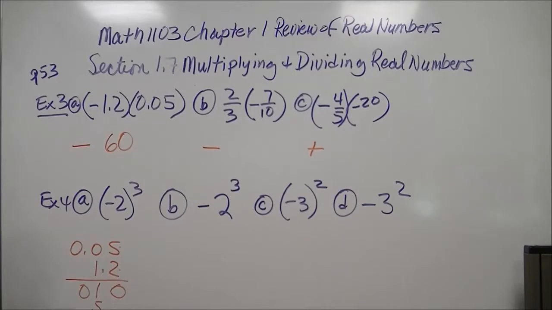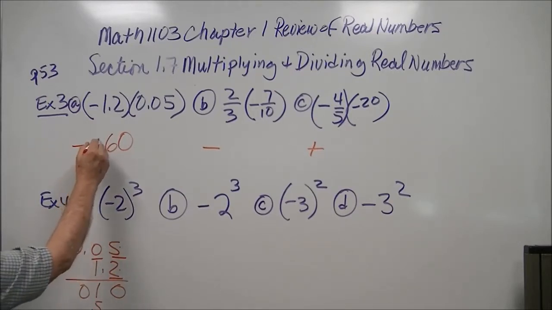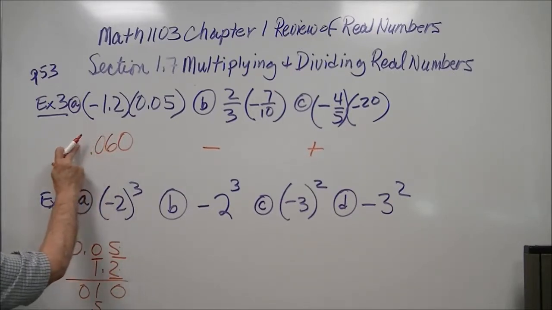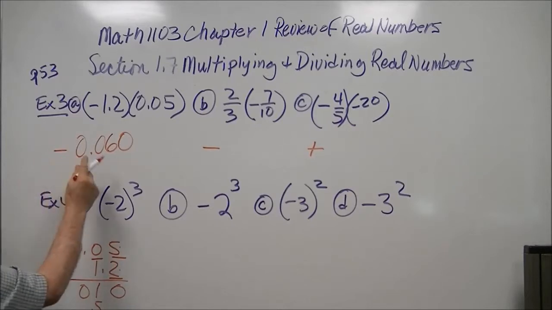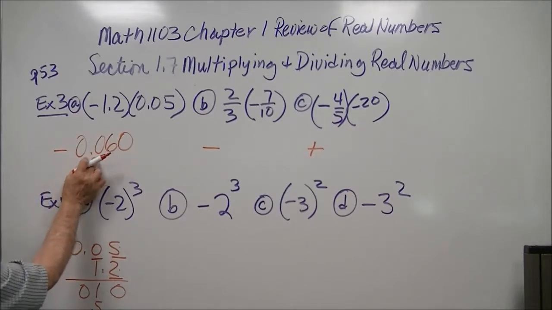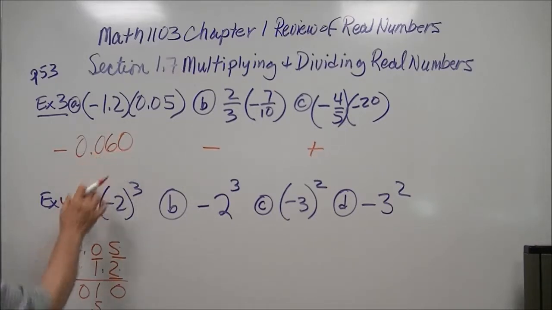I could put down, how many places do I need? There's 1, 2, 3 decimals. So my answer then will be like so. We usually like to put a 0 to lock in where we're putting the decimal place. And that's this answer. And again, if you use your calculator, it's much easier.